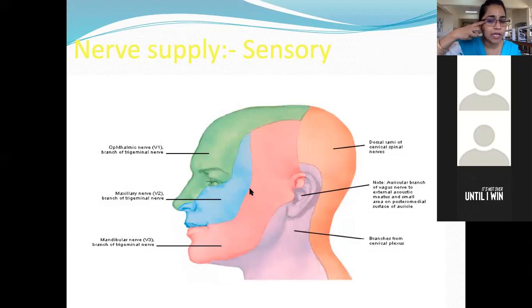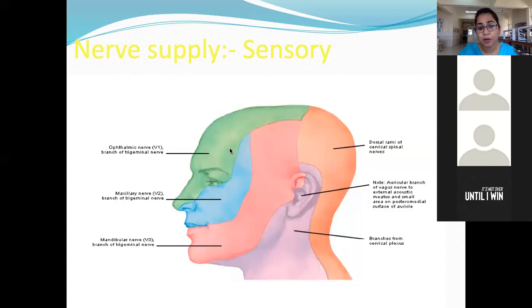Ophthalmic refers to the eye. This whole area is called the maxillary area. This whole is the mandibular area. So there are three divisions of the trigeminal nerve: ophthalmic division, maxillary division, mandibular division. Ophthalmic, maxillary, and mandibular nerves. These divisions of the trigeminal nerve are innervating the face, the sensory nerve supply to the face.